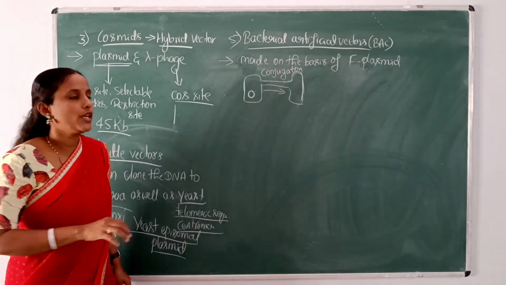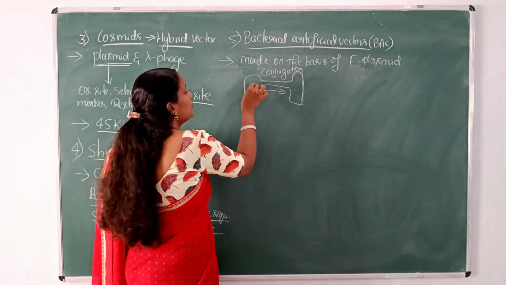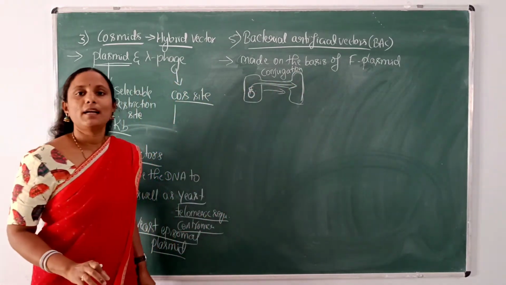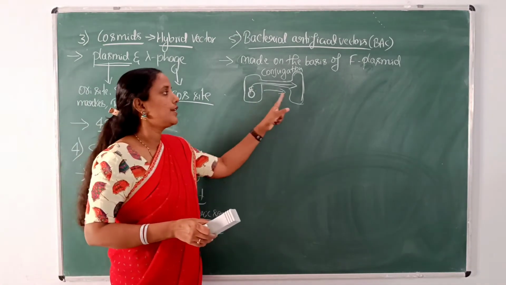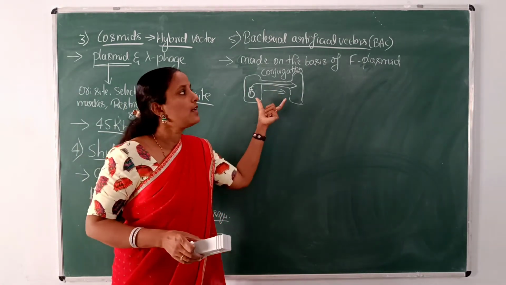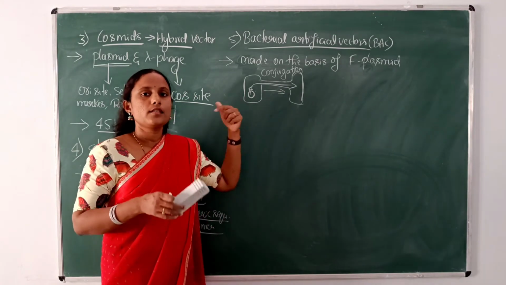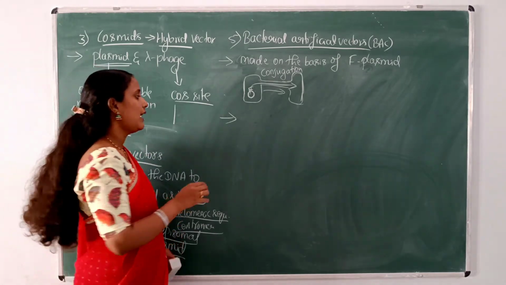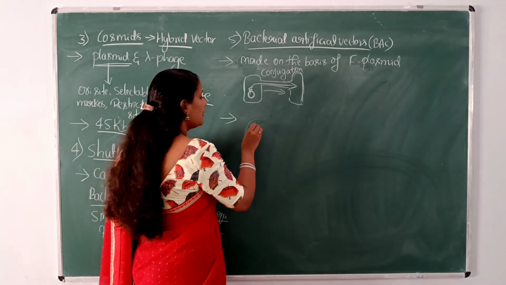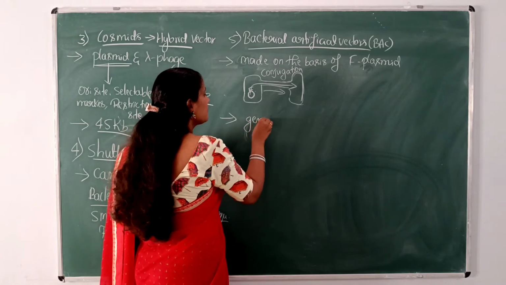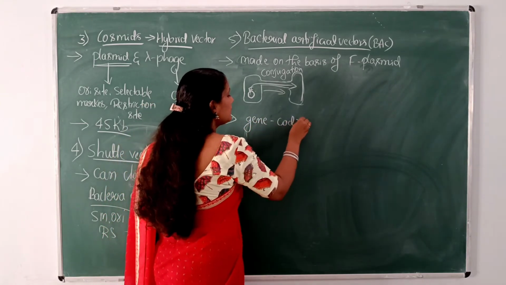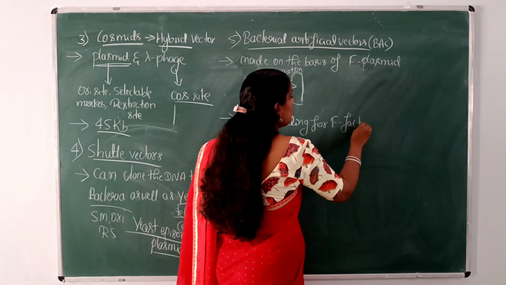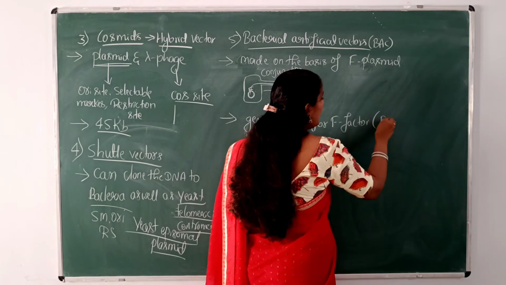During the process of conjugation, they can transfer. This is the F plasmid, and it can transfer into the bacterial cell, carrying genetic material from here to here. This is the natural process. And here the scientists have made a bacterial artificial chromosome in such a way that the plasmid will have the gene coding for the F factor.